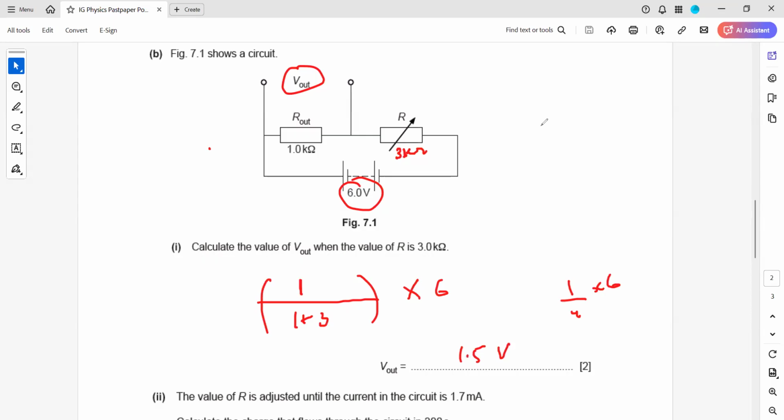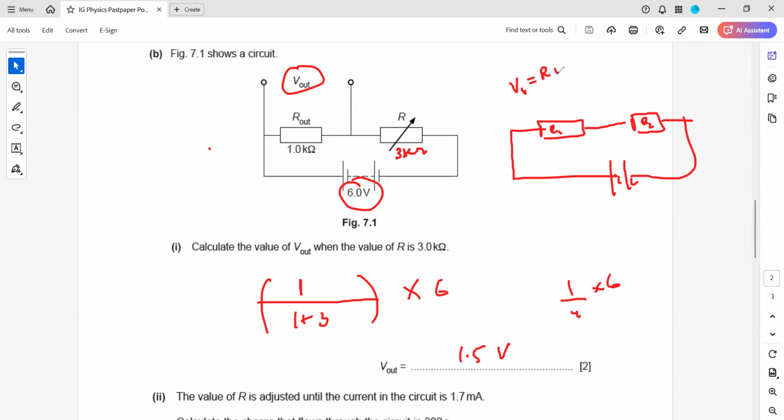Whenever you see two or more resistors connected in series, we call it a potential divider circuit. In a potential divider circuit, if I need the voltage across the first one, which has resistance R1, and the second has resistance R2, it is the resistance of that component divided by the sum of the resistances, multiplied by the total voltage. If I need the voltage across the second one, it is the resistance of that part divided by the sum of the resistances, multiplied by the total voltage V. This is the first resistor, this is the second resistor.